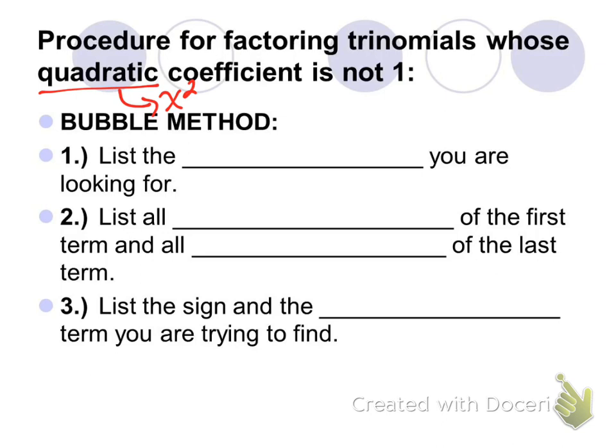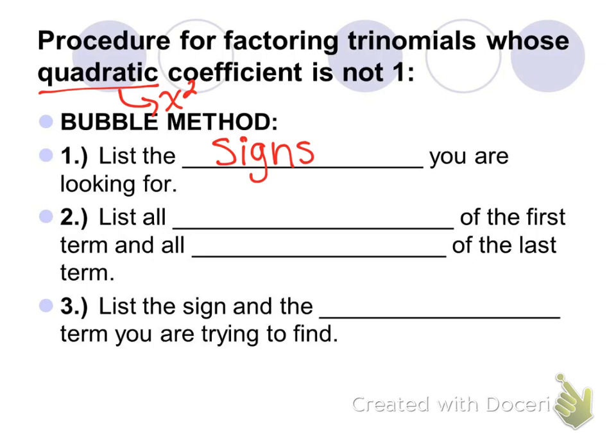until we figure out which ones are going to work for us. The first thing that we are going to do is list the signs that we are looking for. So before we do anything with the numbers, that's why I've been talking a lot the last couple days about what signs we're going to need. We can figure that out before we even start.